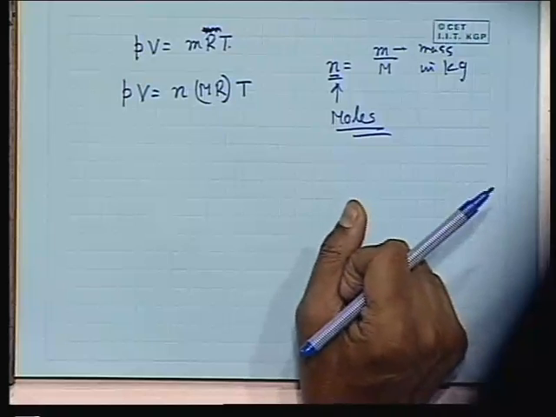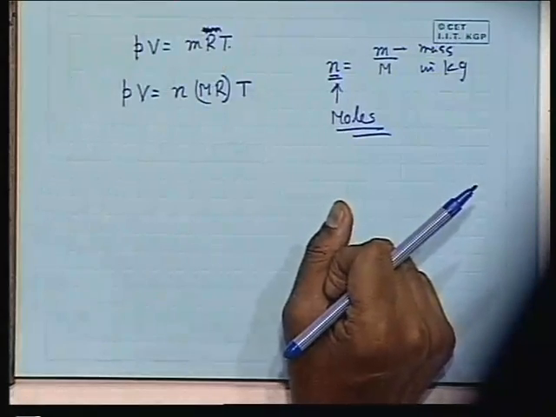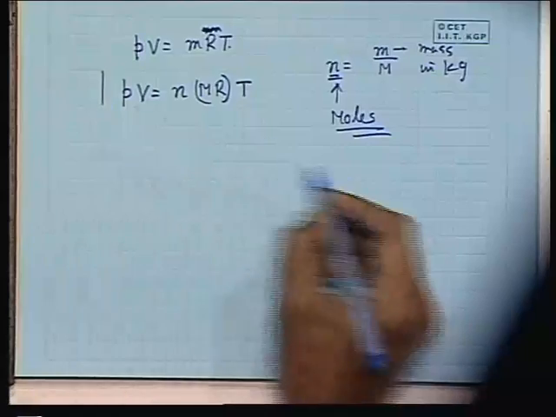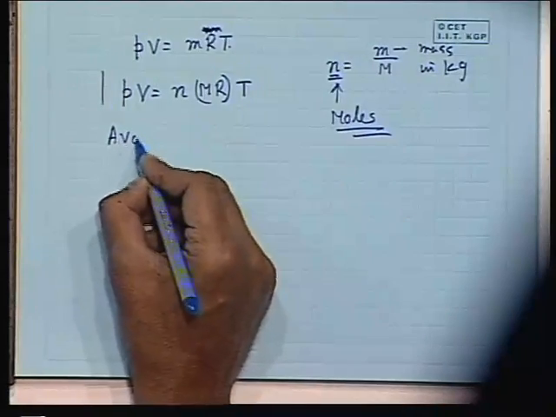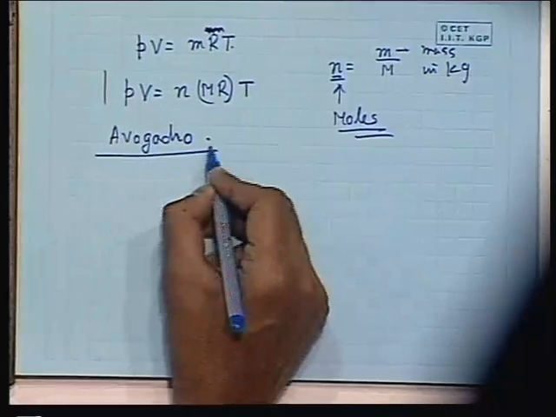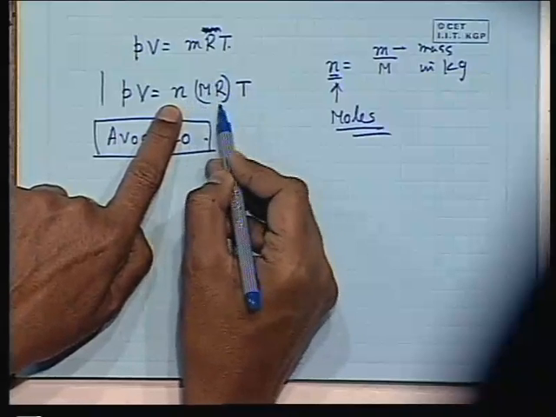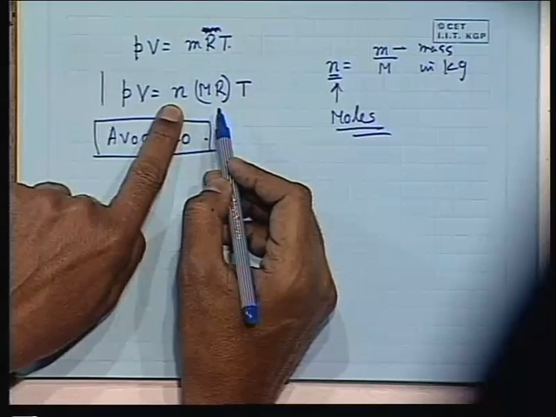Very simple, density cannot be the same. But if the number of moles are the same for all gases, at the same pressure and temperature they have the same volume. This is because of the same identity of the molecules. That means molecules are alike. So this is the hypothesis which was given by Avogadro, and because of this we can say that MR is the same for all gases.